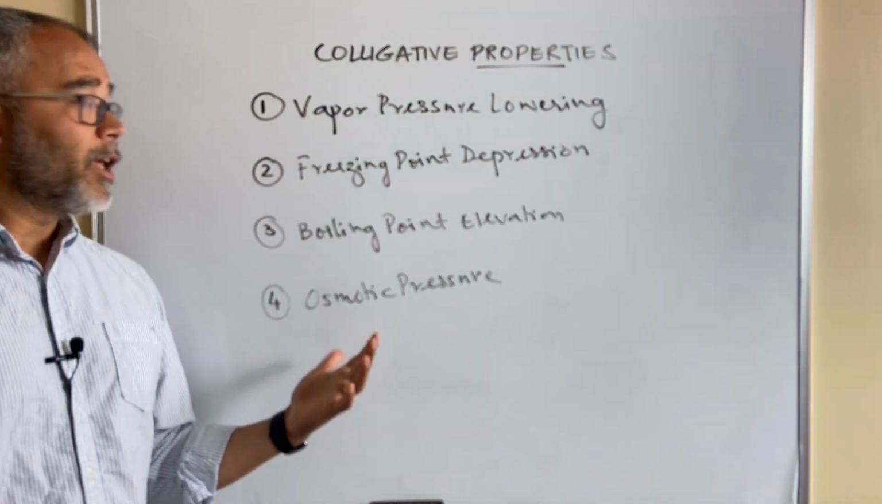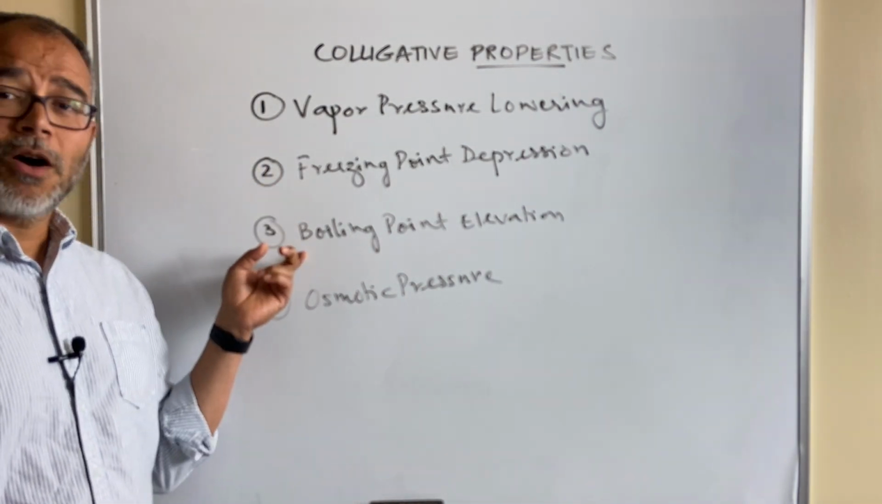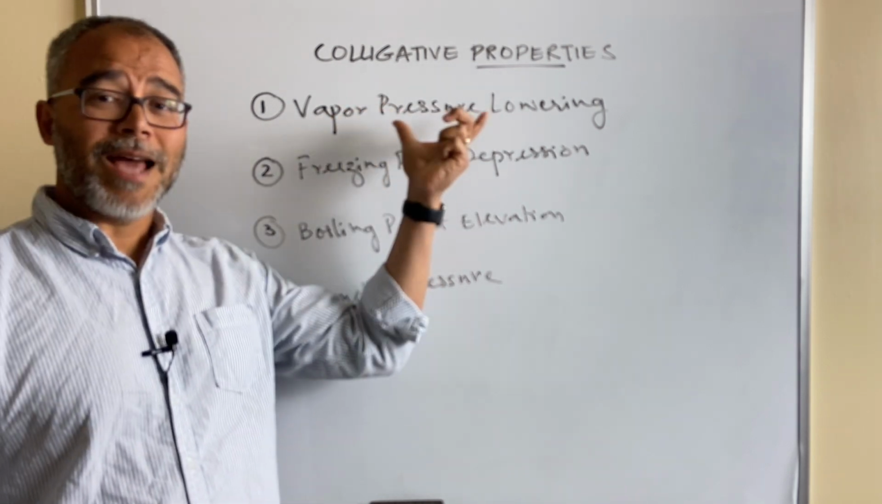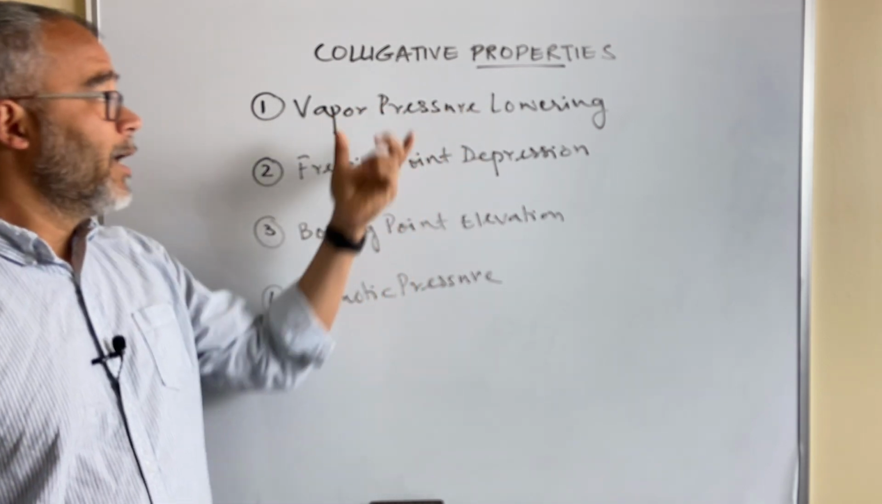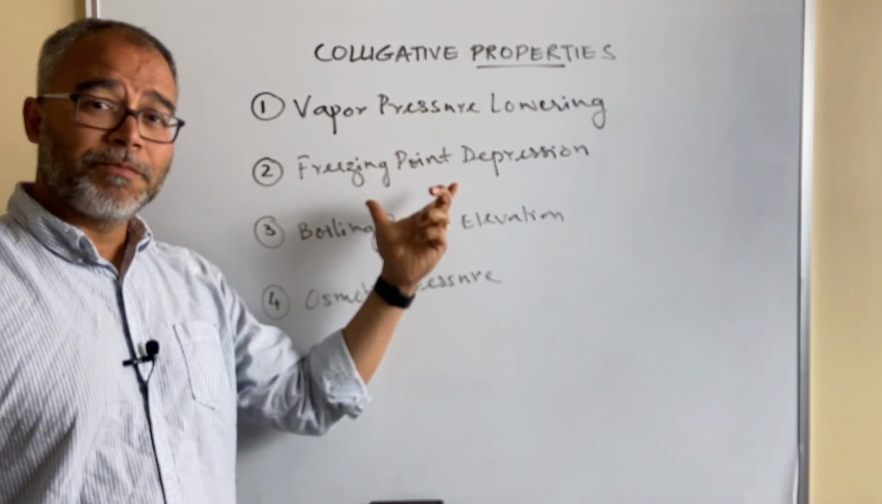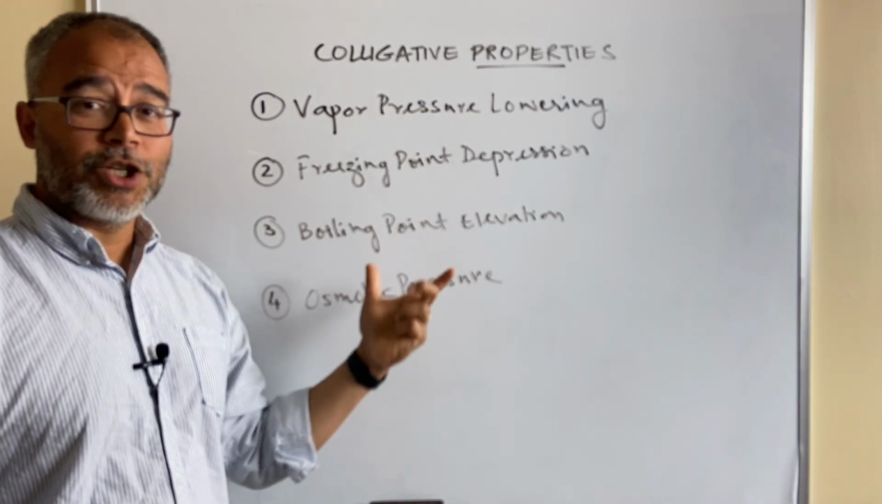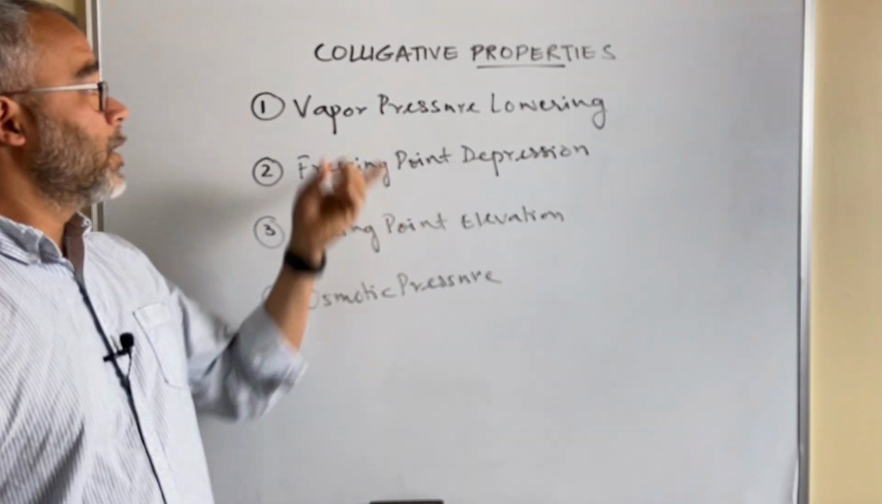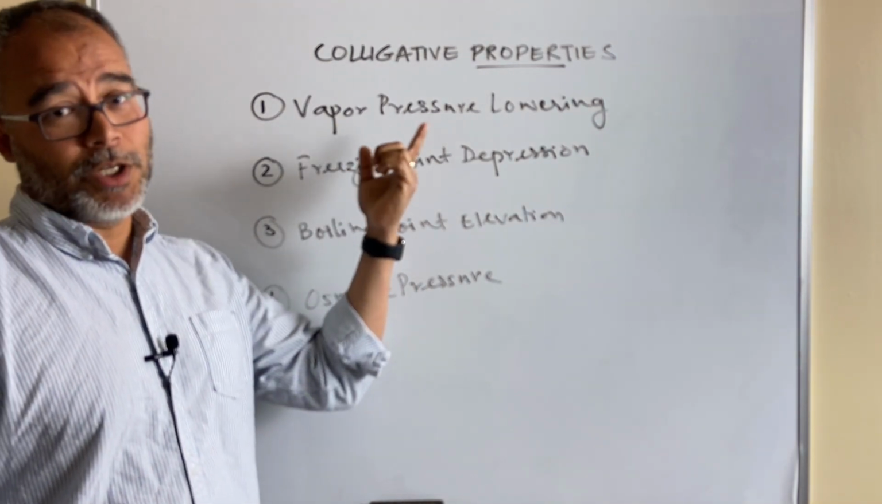Now the thing about these colligative properties, the second and the third, they actually depend on the first. So if you have a good understanding of vapor pressure lowering, it helps your understanding of freezing point depression and boiling point elevation quite a lot. So let's start our journey with trying to understand what exactly is vapor pressure lowering.